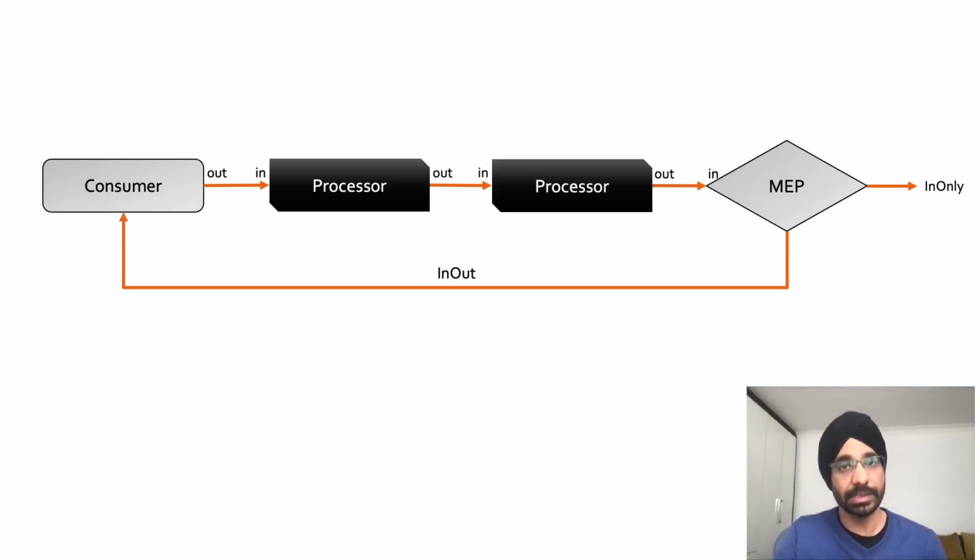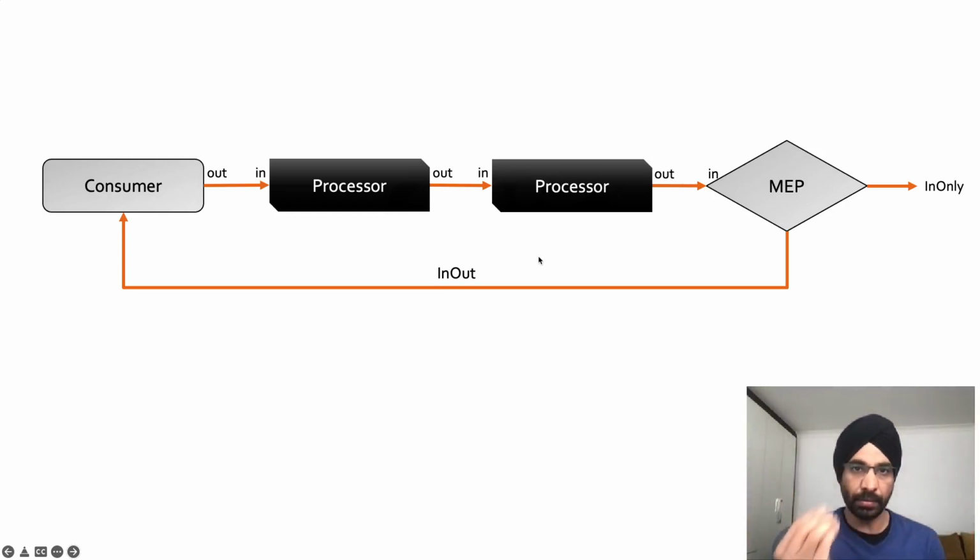So what you can simply do is stick in these processors. You can have as many processors as you want in between two endpoints. And the good thing is, the changes made by one processor will be visible on the exchange when another processor is picking up that exchange, because they are all working on the same exchange. And once all this processing is done, depending on the exchange pattern type, whether it's in only or in out, Camel will decide what to do.